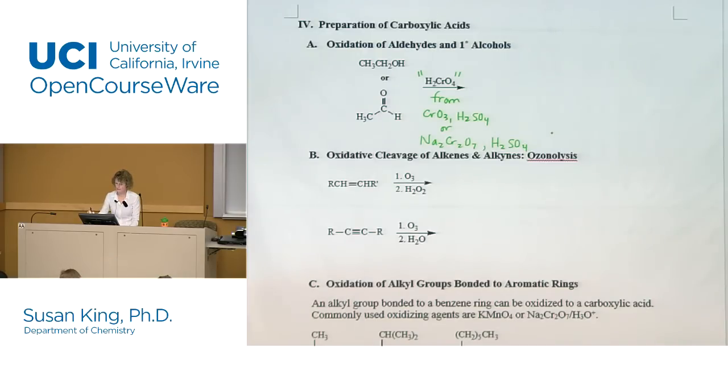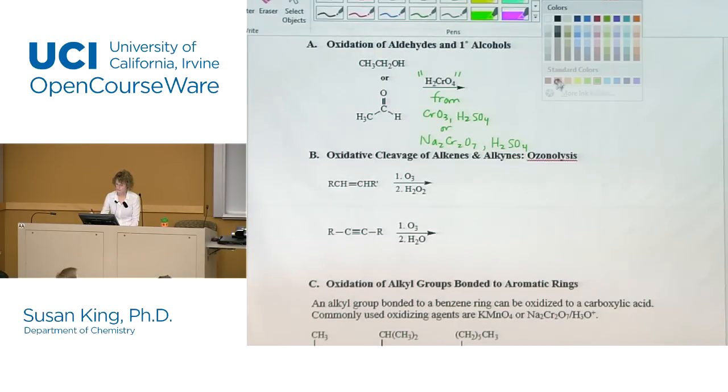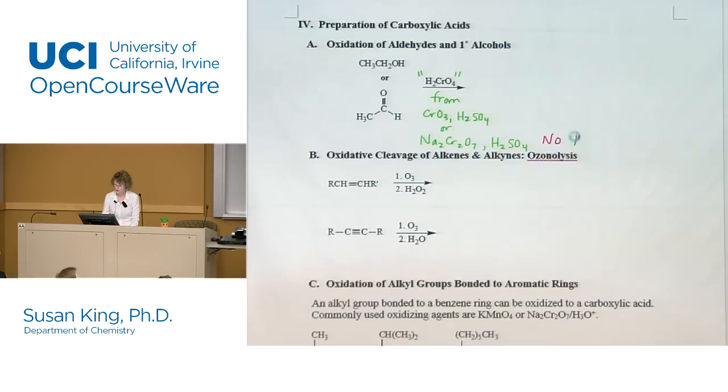Can we use PCC for this? No, no PCC. Why? What does PCC give you with a primary alcohol? Aldehyde, not a carboxylic acid. So we can start from a primary alcohol. We can also start from an aldehyde. We will get a carboxylic acid.